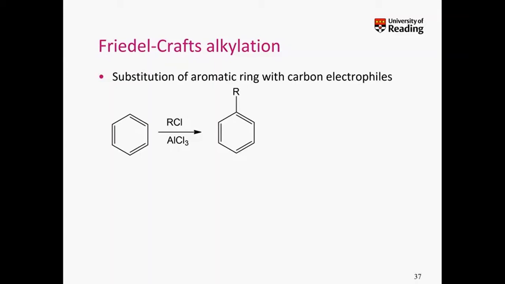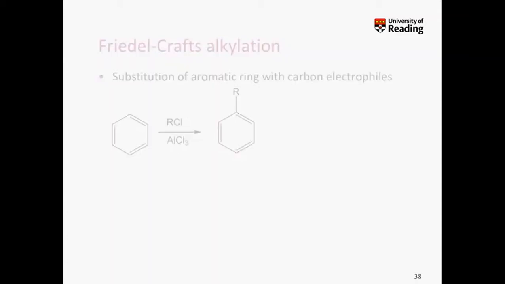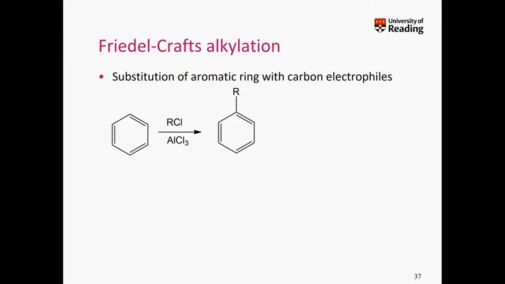But hopefully you'll look at that and it won't be unfamiliar to you, will it? First reaction we learnt, Cl2 plus AlCl3. Here, we haven't got Cl2, we've got RCl. So R is any carbon. So it could be CH3Cl, C2H5Cl, any carbon chain. But you can see we're going to be doing the same thing that we did in the chlorine and Lewis acid.